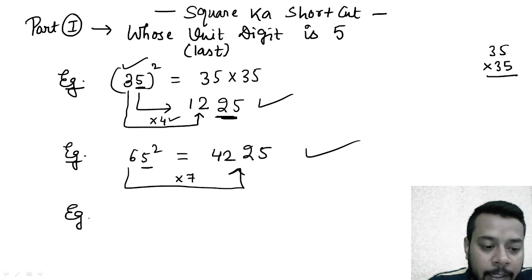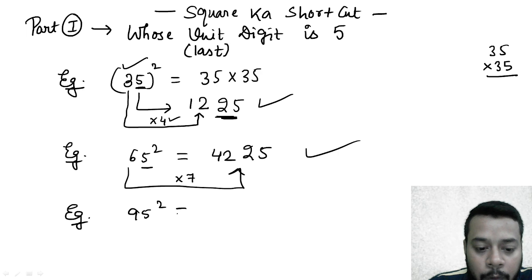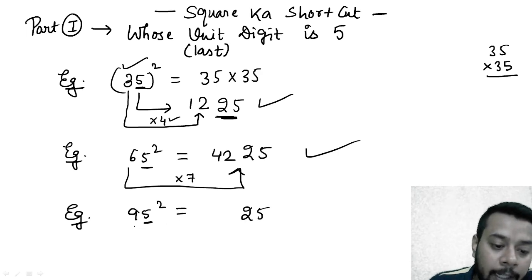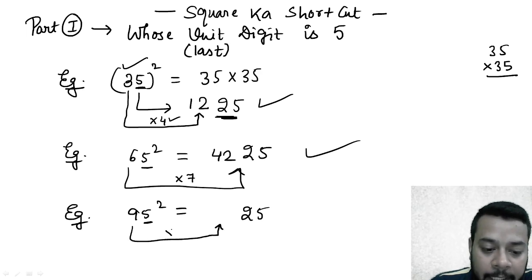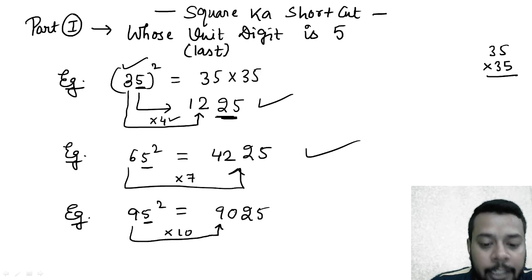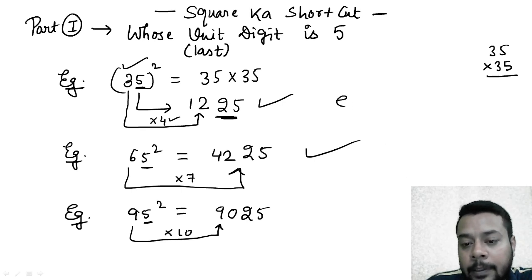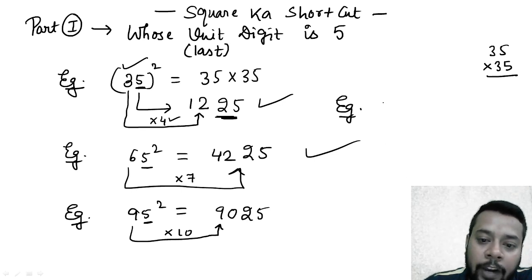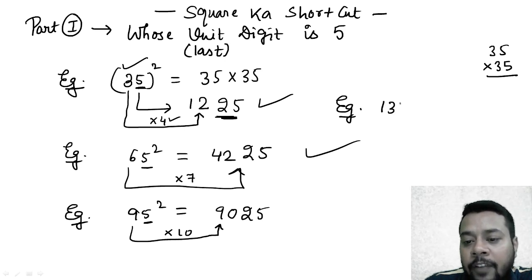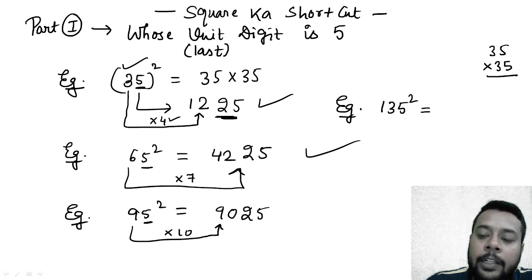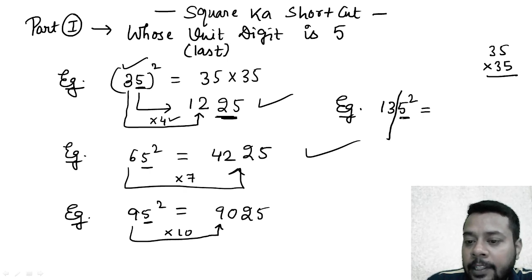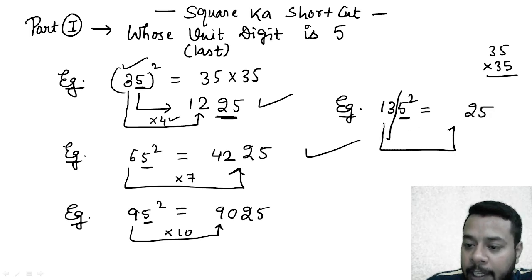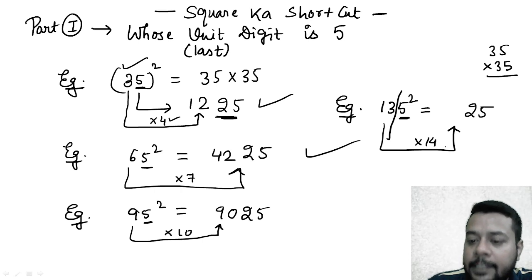Another example, if I take 95 square, what will be its value? Seeing 5, you will write down 25, and this 9 when multiplied with its next number, that is 10, you will get 9 10 are 90. Last example, please check it out. If I tell you to find the square of 135, then what will be the value? Seeing this 5, write down 25, and this 13 has to be multiplied with its next number 14. As simple as that.